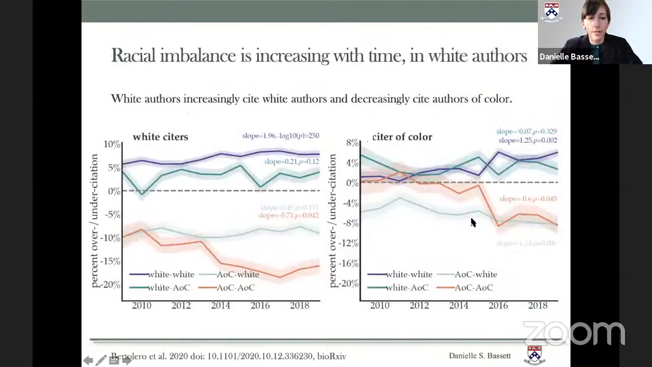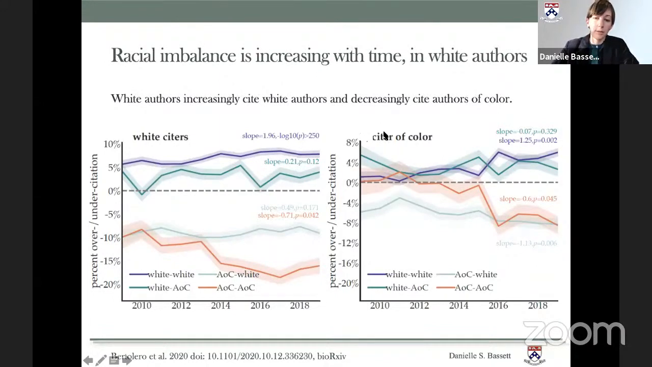The last hypothesis was, again, that change in time. We expected that racial or ethnic imbalance should be decreasing in time, but we actually found that it is increasing. So here on the left-hand side is the reference lists of white citers, and you can see that they're increasingly citing other white papers with a white first and last author, and decreasingly citing papers that have an author of color in the first and last author category. And so that's this burnt orange line.